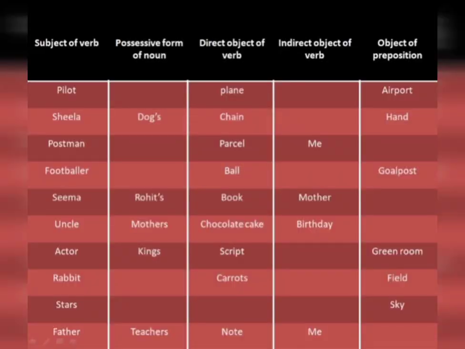So this is the nouns table. All the nouns have been mentioned in the correct column. Please go through it. So in today's video, we learned the easiest tricks to find out the direct object, indirect object and object of preposition from the sentences. Thanks for watching. Keep learning.